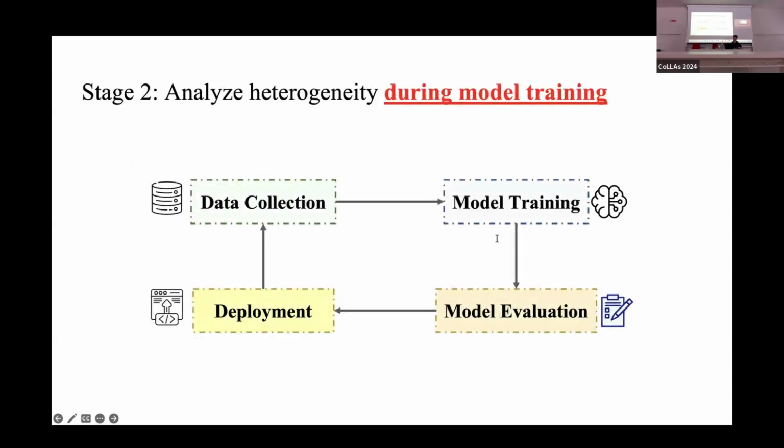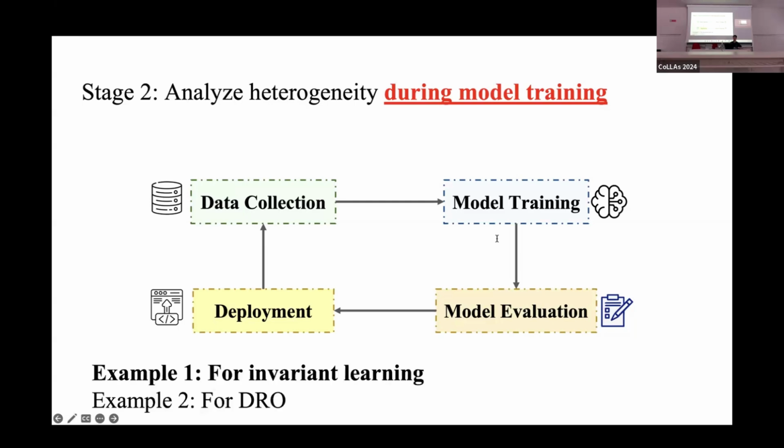Then we move on to the second stage, the model training stage. Our goal is to analyze data heterogeneity and incorporate it into model training. Here we provide two examples corresponding to the two branches of methods we discussed before. The first one is for invariant learning.